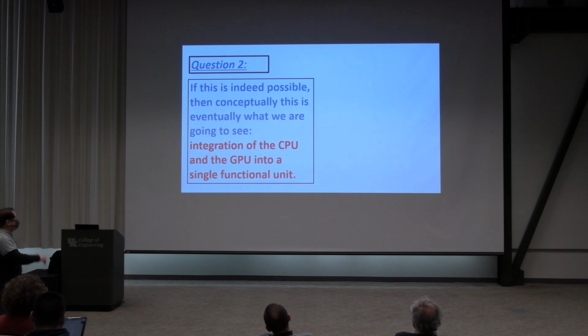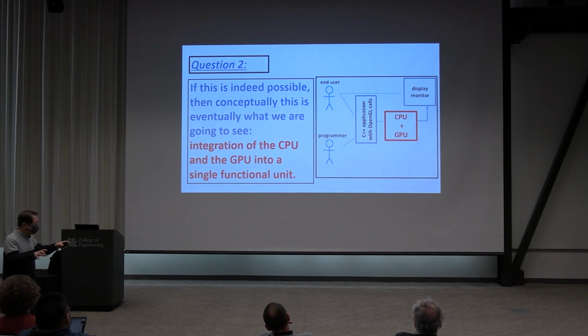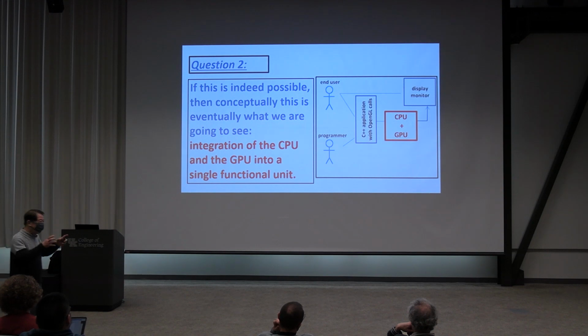If this is possible, then conceptually this is eventually what we are going to see: integration of the CPU and GPU into a functional unit. They are still separate hardware pieces, but they can now function together as a unit, because your CPU now has control of the GPU.